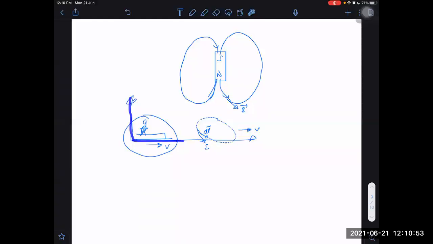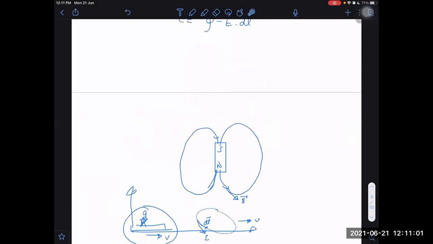Sir, diagram of observer or not? Sir, not completely. Okay.